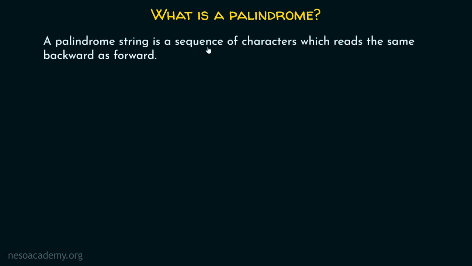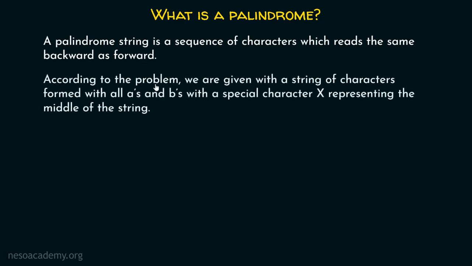A palindrome string is a sequence of characters which reads the same backward as forward. Simple. If you read the string from the forward direction, that means from left to right, then it is the same as reading it from backward, that is right to left. So this is a special kind of string. According to the problem, we are given a string of characters formed with all A's and B's with a special character X representing the middle of the string.